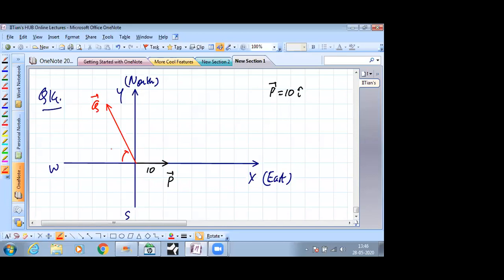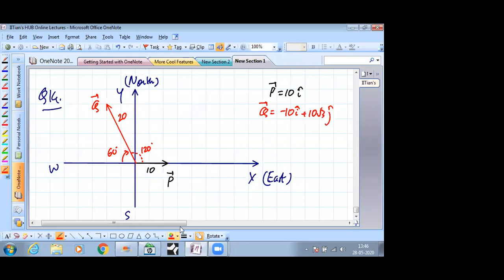This angle is 60. Okay. So therefore, this angle with the x-axis is how much? It's 120, this angle. So therefore, when you write out the vector Q in component form, you will get it as minus 10 i cap plus 10 root 3 j cap. Just write it in proper component form.